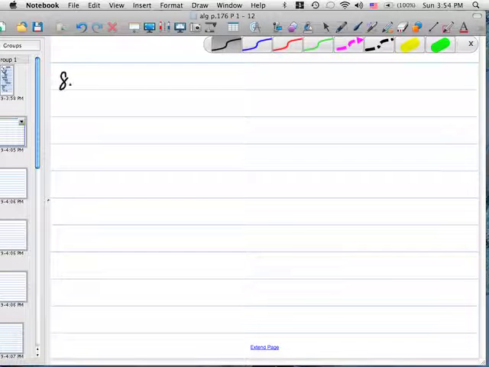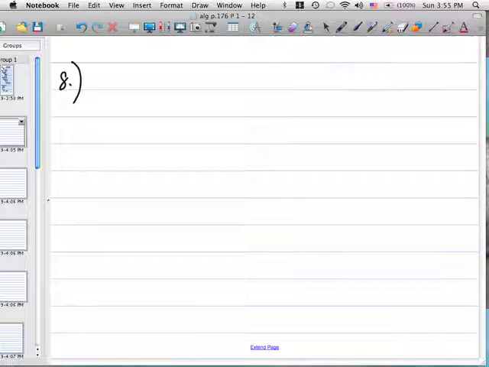Problem number 8 says Jim's sandwich cost the same as the combined cost of his salad and milk. The sandwich cost 3 times as much as his milk. The salad cost 20 cents more than twice the cost of milk. How much did his lunch cost? Well, let's see where we can start. It says the sandwich, find something they're building on. That's the milk. Sandwich costs 3 times as much as the milk.